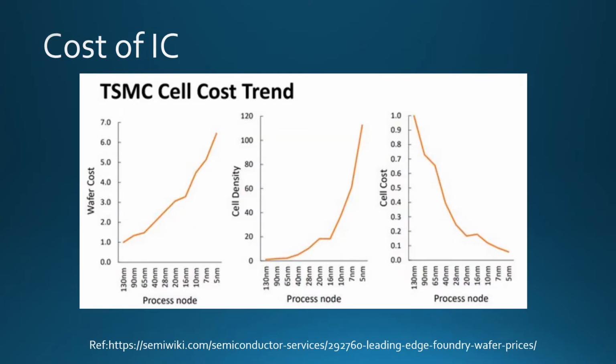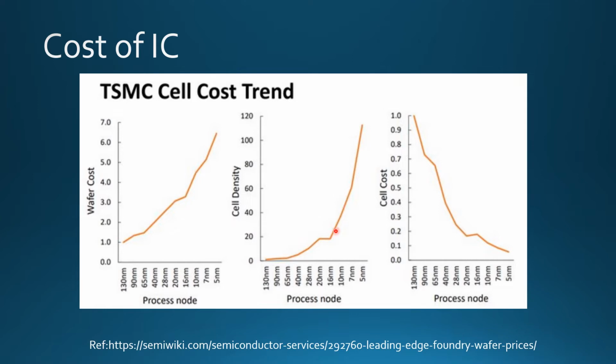The next important term we need to understand, as we move towards lower technology nodes, is the cost of an IC. These are the three major charts. The first chart is between process node and wafer cost. As you see, the wafer cost is increasing as we move towards lower technology nodes.